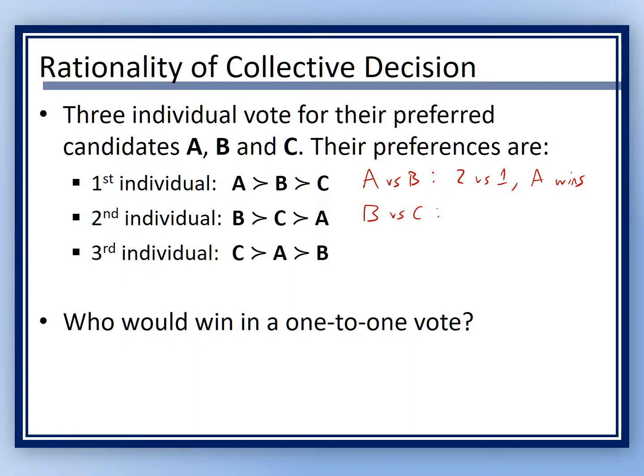What if we are voting B versus C? Which one would win? Individual 1 prefers B to C, so 1 vote for B. The second individual prefers B to C, so that's 2 votes for B. And then the third individual prefers C to B, so that's 1 vote for C. So that's once again 2-to-1, and B wins. So far, nothing's wrong, right?